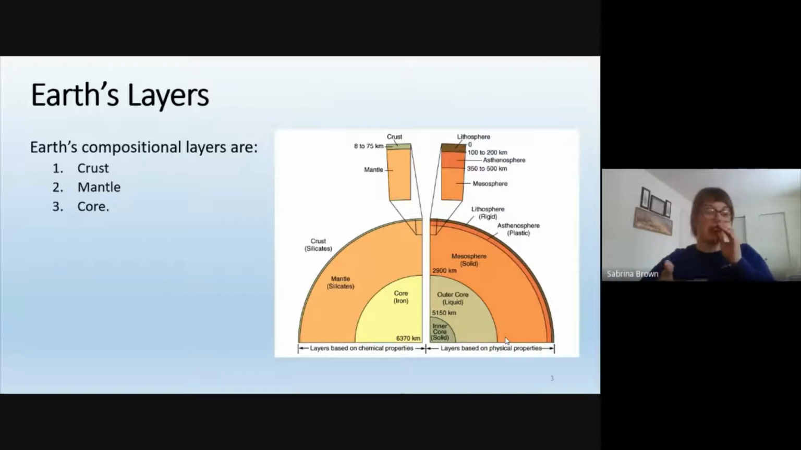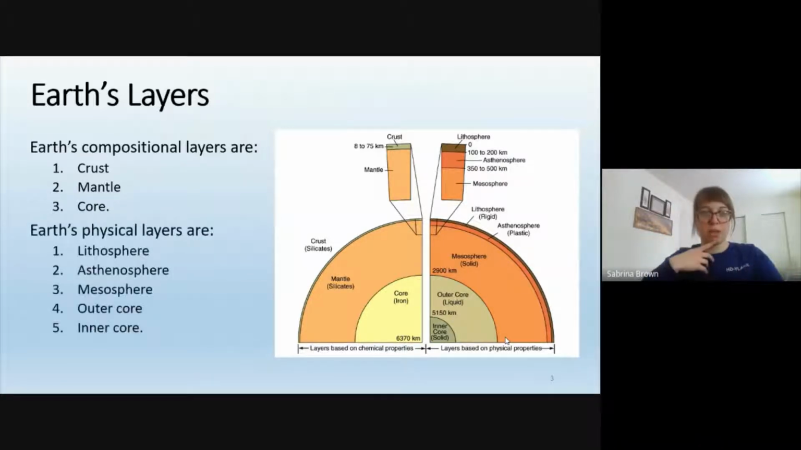mantle, and the core. And probably when you were in middle school, this is really what you focus on. I know in elementary school when you learn about the Earth, these are like the three main ones you learn about, the compositional layers, right? The crust, the hard outer layer, the mantle, and the core. And that's based on basically the percentage of chemicals that are making up each one of these, right? What percentage of minerals is making up each one of those layers.